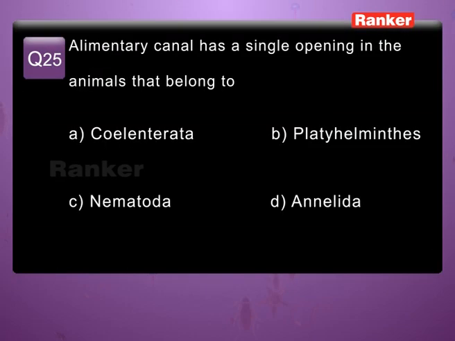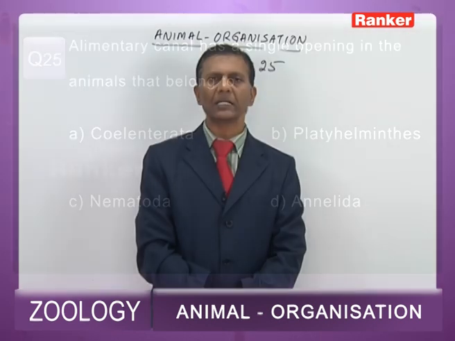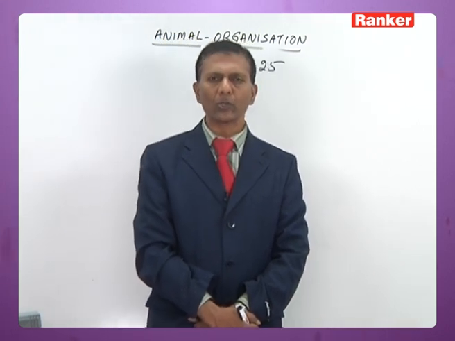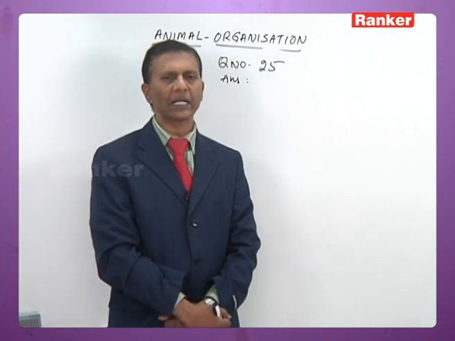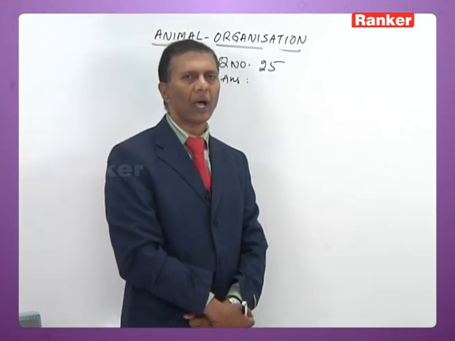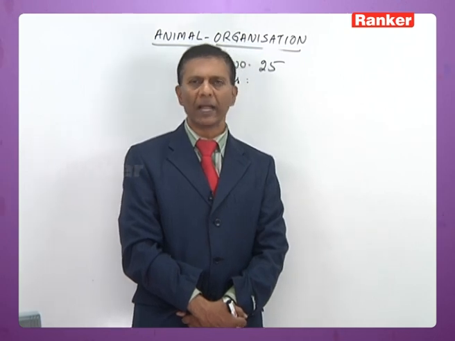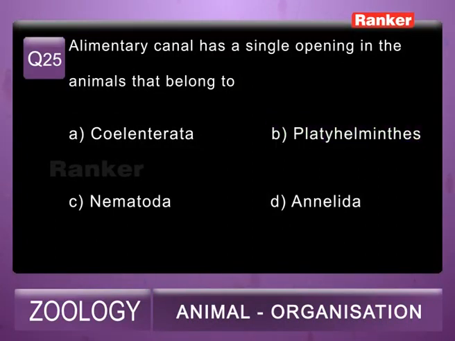Now 25th question. Alimentary canal has a single opening in the animals that belong to, okay. Alimentary canal has a single opening, that is sac-like gut. It is noticed in A, Coelenterata, B, Platyhelminthes, C, Nematoda, D, Annelida. In coelenterates there is no alimentary canal at all, they have only gastrovascular cavity. Platyhelminthes are the first formed enterozoans, but the gut is incomplete without anus, so a single opening is present, that is sac-like gut. In Nematoda, first time a well-developed gut is noticed with both mouth and anus, and from Annelida onwards the digestive glands and well-developed gut are noticed. So 25th question, correct answer is B, Platyhelminthes.